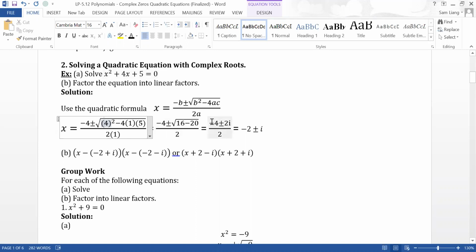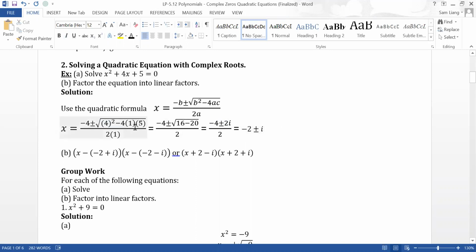All right, and then from there, we have negative 4 plus minus 2i divided by 2. And after that, you just divide both numbers by 2. You're going to get negative 2 plus minus i. Okay, all right, that's part A.